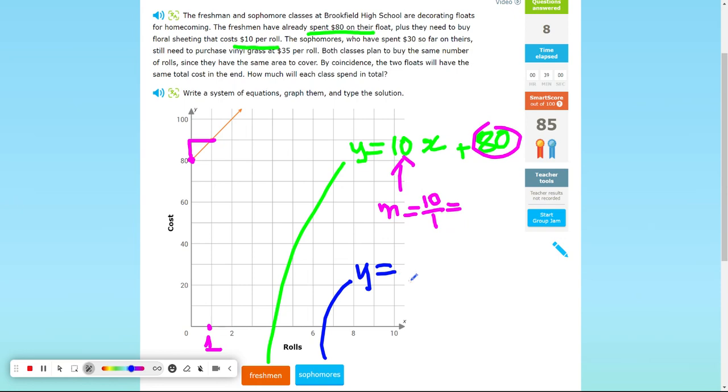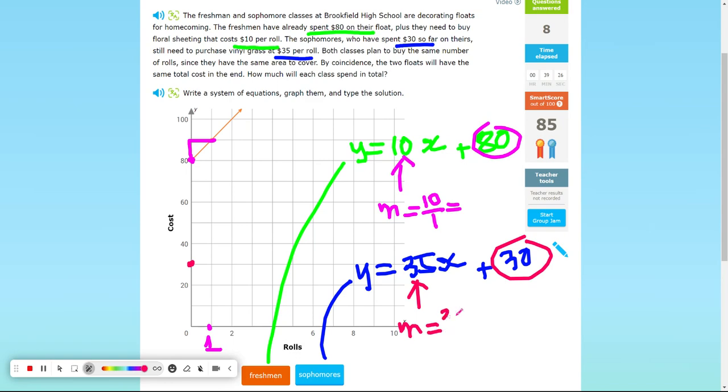Okay. So now I do sophomore, right here. So the equation is sophomore, they spend $30 so far. So 30 is a set number, it should be in the back. And they purchased vinyl craft for 35 per roll. So 35 should be in front of x. So let's go and wrap this. Start with 30, so I go and find 30 on the y-axis. The slope is 35 over 1.